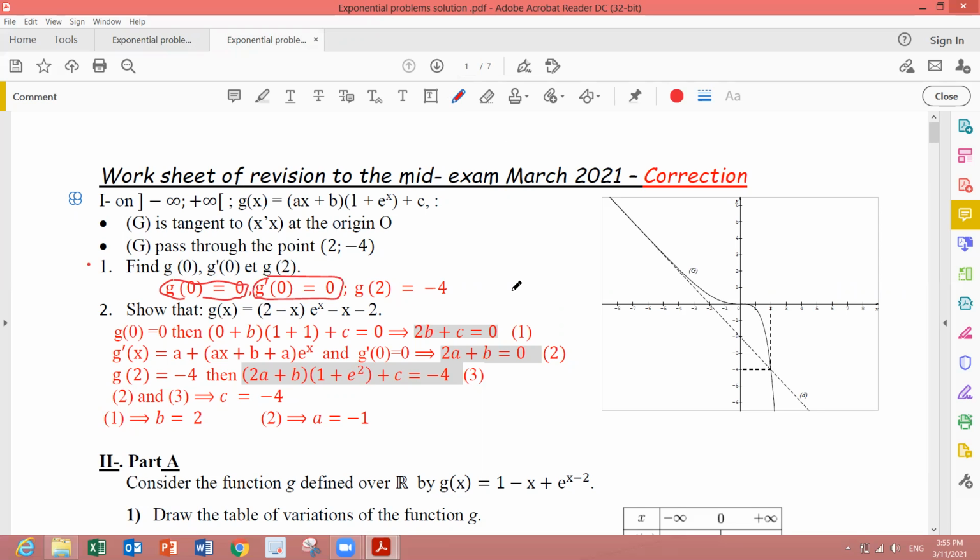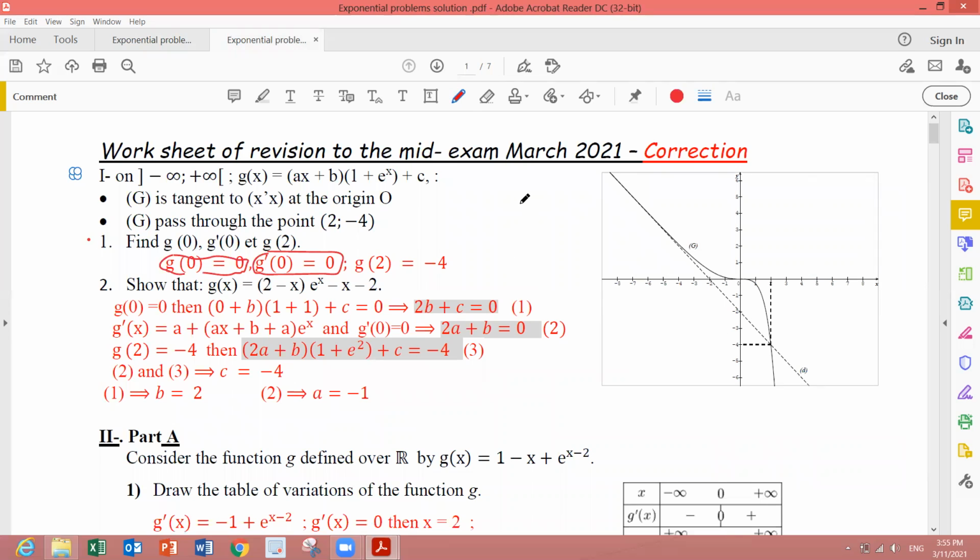Part 2, we need to calculate a, b, and c. Here we have three conditions. We use three conditions in order to calculate the three unknowns. G of 0 equal to 0 means a times 0 plus b into (1 plus e to the 0, which is 1) plus c equal to 0. We get 2b plus c equal to 0. This is the first equation.